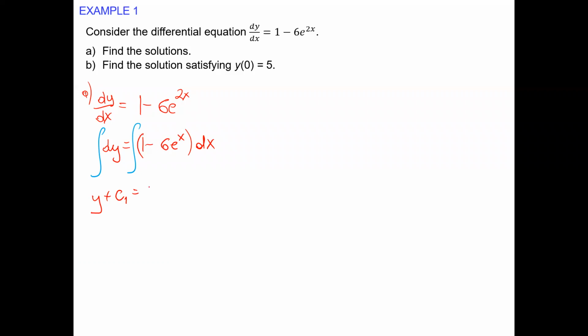Integral of 1 dx is x, copy the constant. Integral of e to the 2x is e to the 2x over 2, plus another constant. Okay, let's solve for y: x minus 3 e to the 2x, and we will have constant and constant.